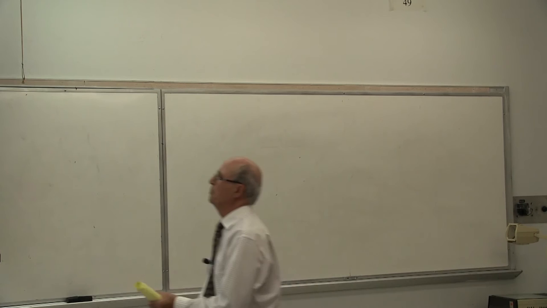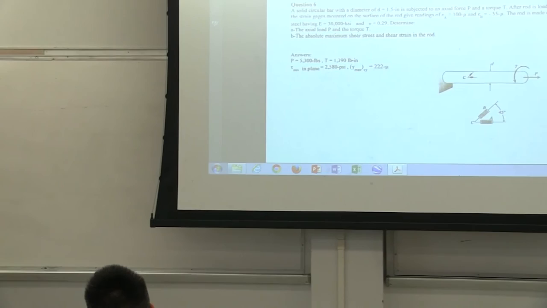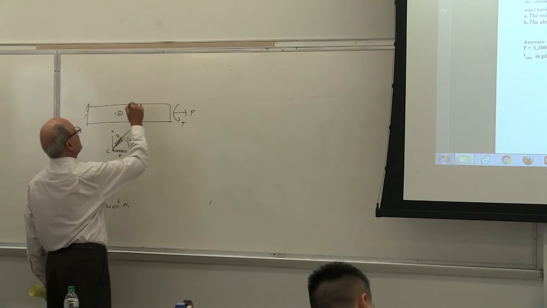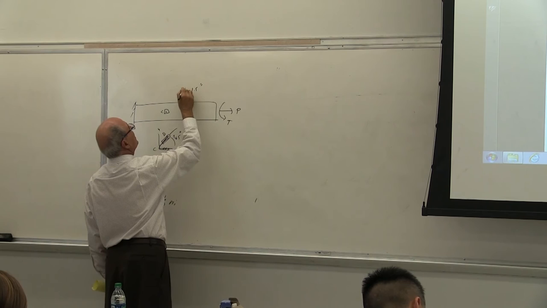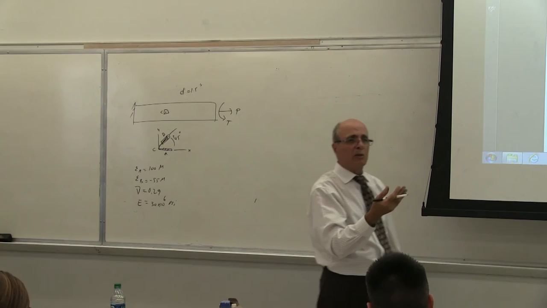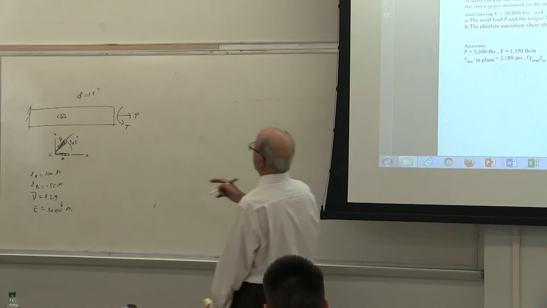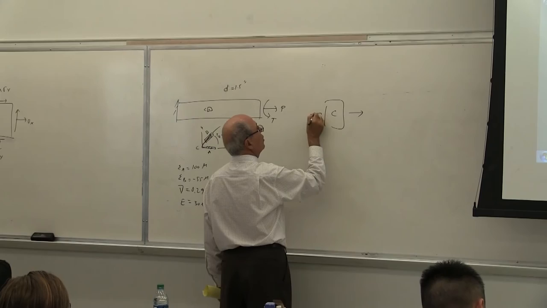Now, first thing first. How does my state of stress look like? Go back. This is the whole idea. This is interesting. If I give you the P, and I give you the T, and I give you the dimension. By the way, the diameter of this rod is 1.5 inch, which is written there. Everybody can calculate the state of stress because this is very elementary for you. Under a normal stress, P over A and TC over J. Yes or no? So in every point here or there, including point C, you have a normal stress, sigma, equal to P over A because it is in tension.